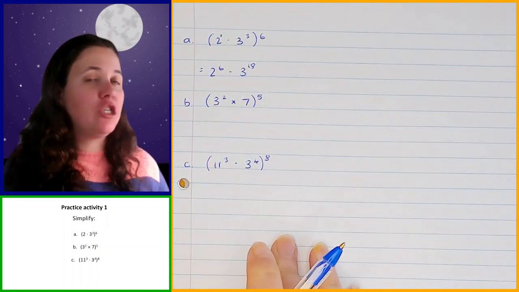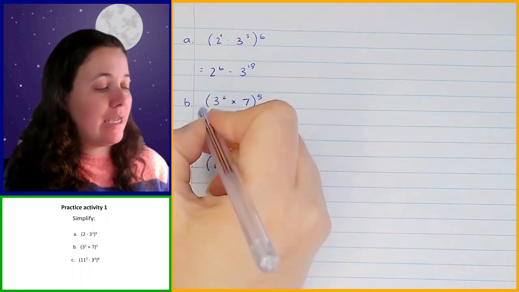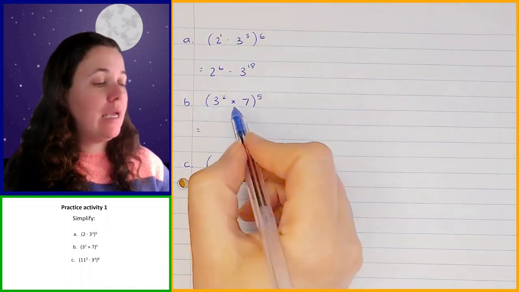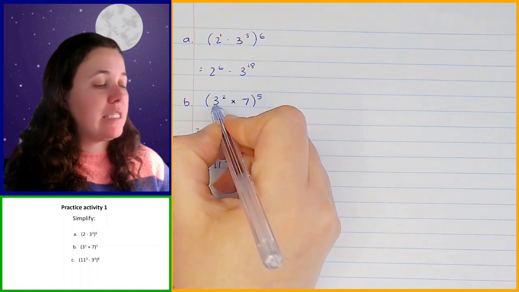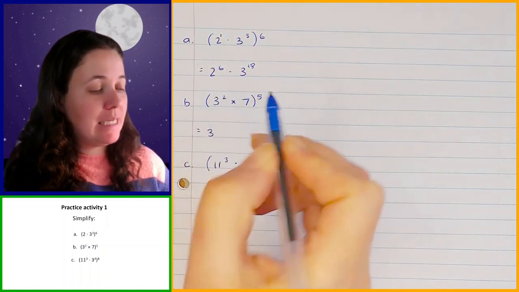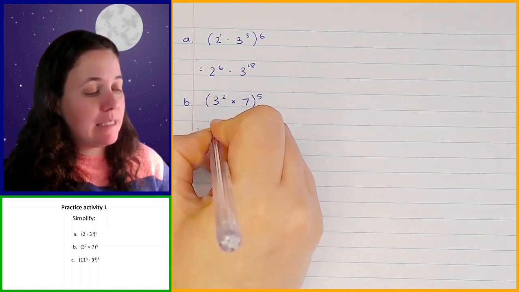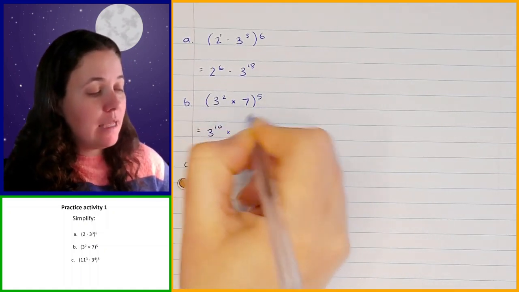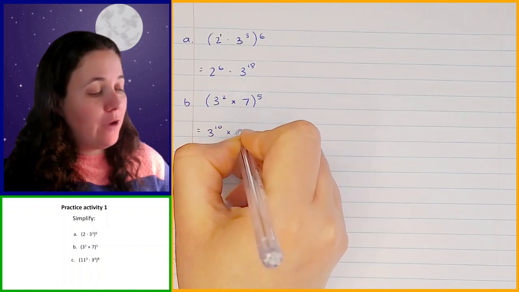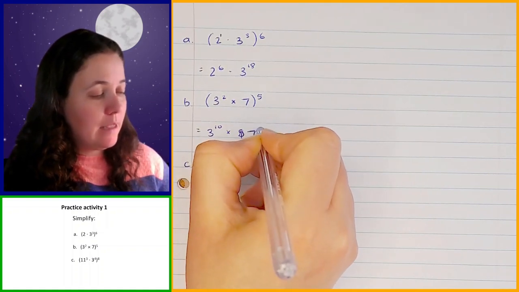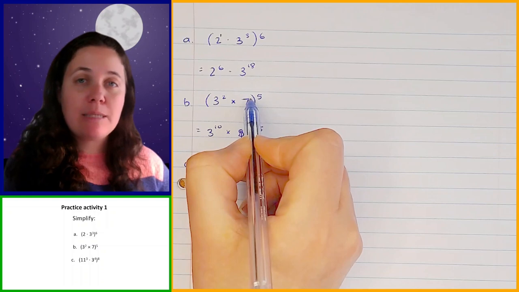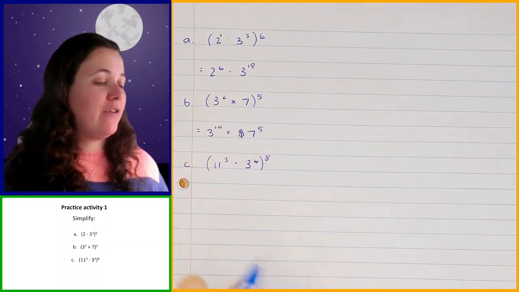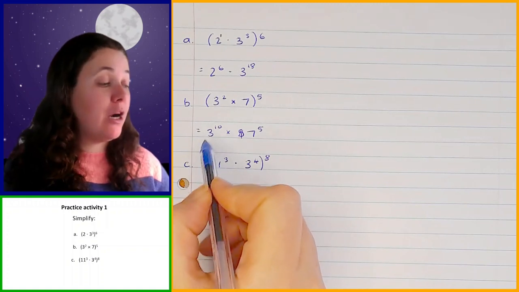So for question A, you should have got 2 to the power of 6 times 3 to the power of 18. Question B, we've got 3 squared times 7 in brackets to the power of 5. So I'm going to take the 3 first, and the base stays the same, and I multiply 2 by 5, and that gives me 10. So I get 3 to the power of 10 times 7 to the power of 5, because the 7 has a little exponent that we can't see of 1, and I multiply that by 5, and that gives me 5.